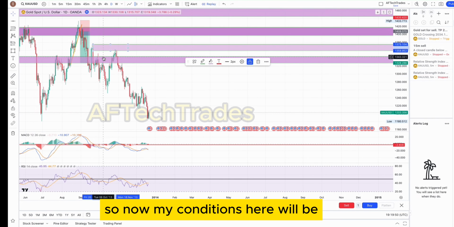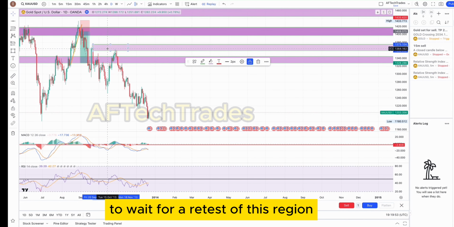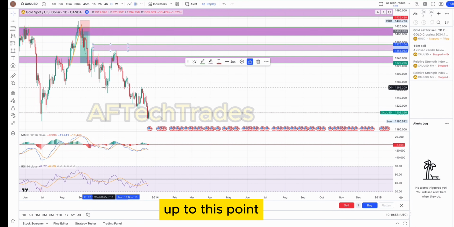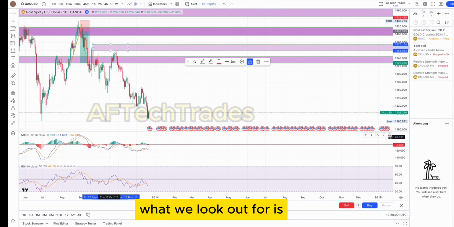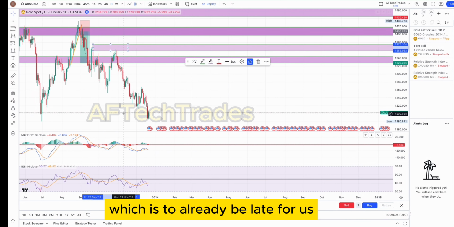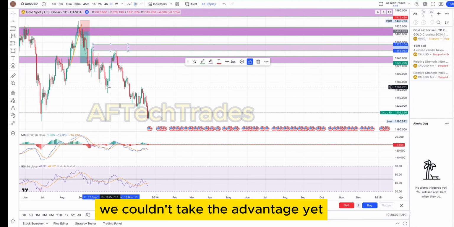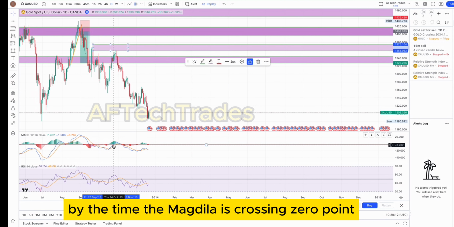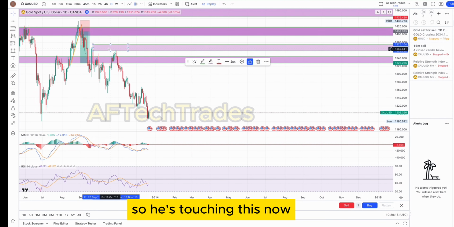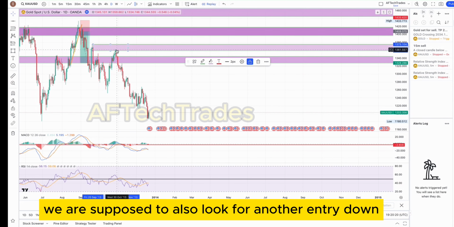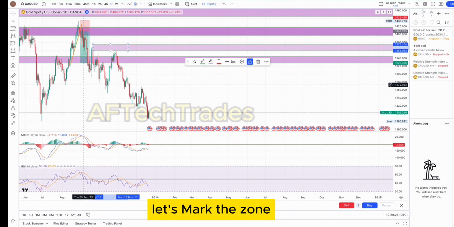So now my condition here will be to wait for a retest of this region. Now when it breaks down up to this point, what we look out for is any potential. We had a MACD crossover here, which will already be late for us. We didn't take the advantage here, so we let that go. By the time the MACD line is crossing the 0 point, you're already here. Now what we begin to look for from this region is another entry down. But before this, let's mark the zone.